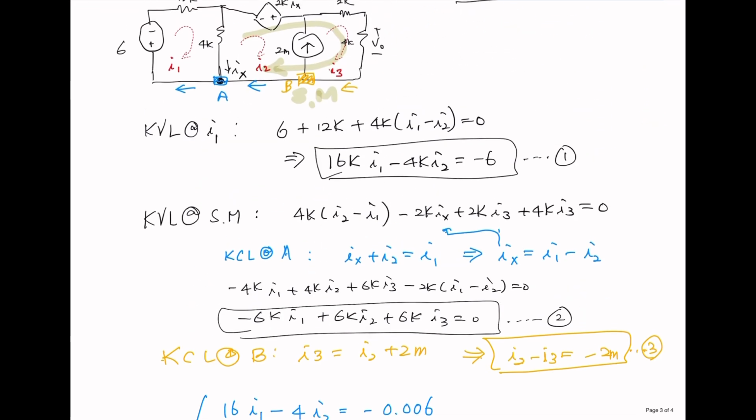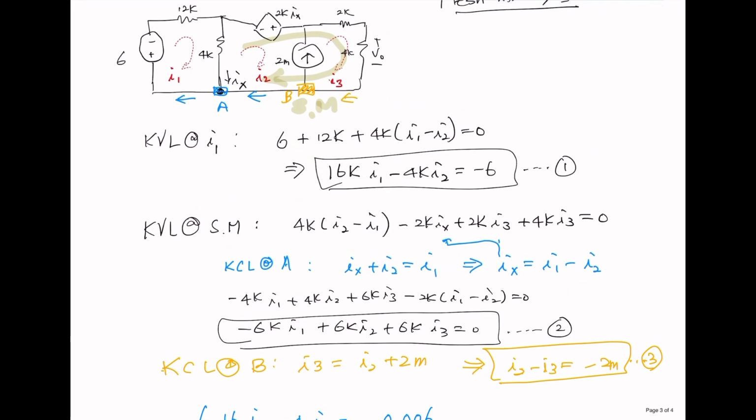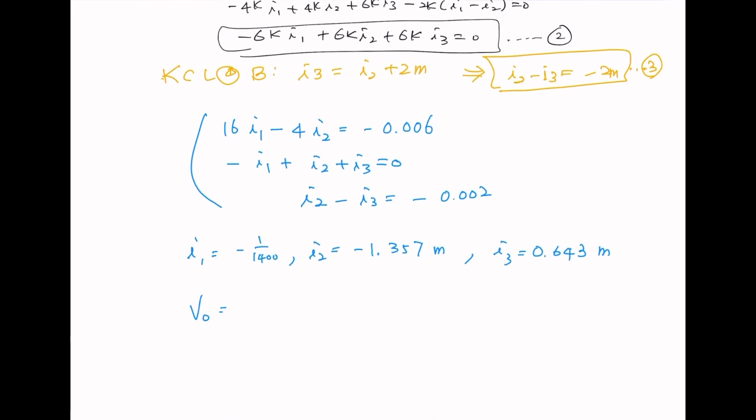V naught is 4K times I sub 3. V naught equals 4K times I sub 3, and 4K times 0.643 milli. That will give us 2.57 volts.